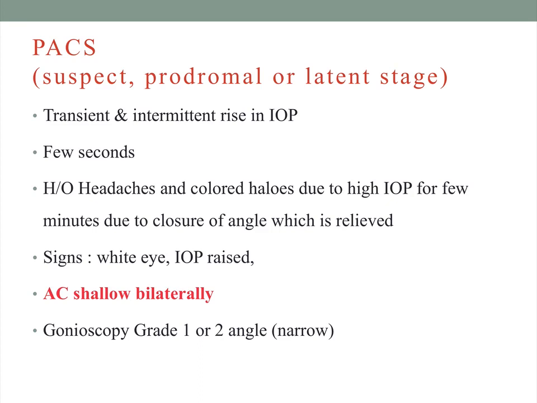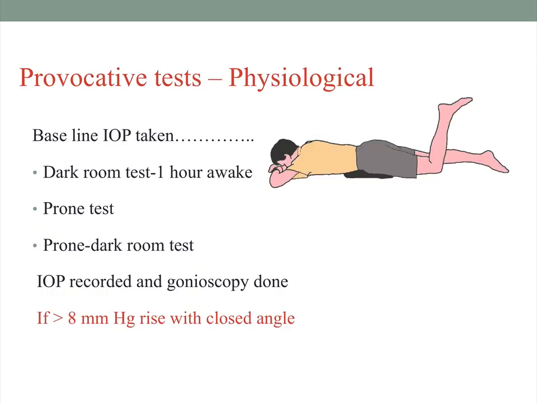Coming to primary angle closure suspect, or prodromal stage or latent stage as per the old classification. These patients show transient and intermittent rise in intraocular pressure for a few seconds. They may have headaches and colored halos due to high intraocular pressure for a few minutes due to closure of angle, which is relieved automatically. Signs are the eye is not congested and intraocular pressure is raised for a few seconds or few minutes. AC is shallow bilaterally. Gonioscopy may show grade 1 or 2 angle suggestive of narrow angle.